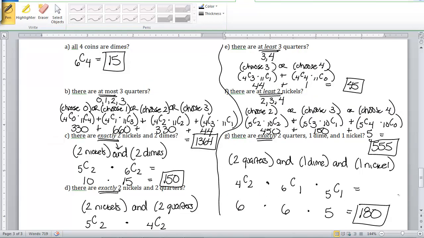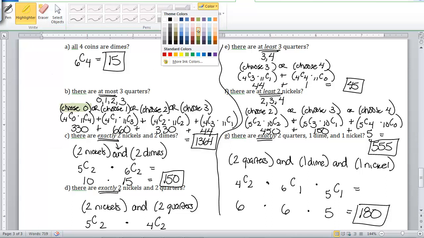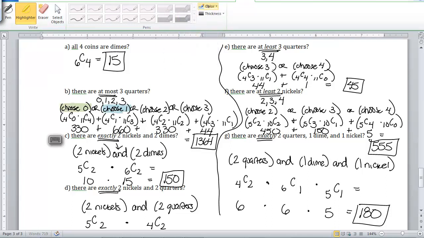In this example, the key thing to remember is that you are always trying to get 4 coins. So in A, since you just need those 4 coins to be dimes, we take the total number of dimes and choose 4. That calculates to 15. B is where it starts to get tricky. If you want at most 3 quarters, you could choose 0, you could choose 1, you could choose 2, or you could choose 3 where you have quarters.